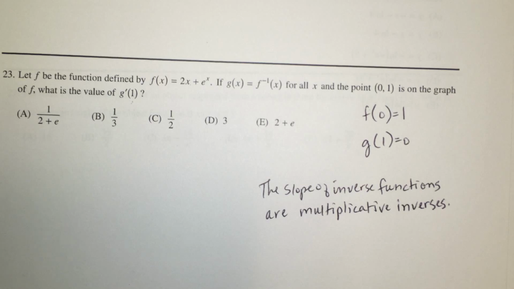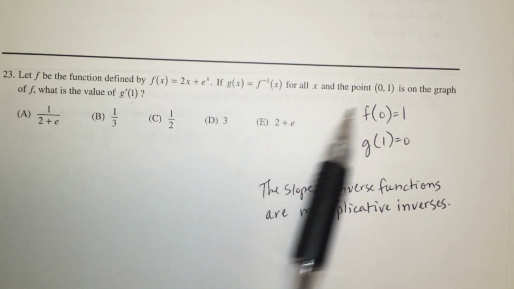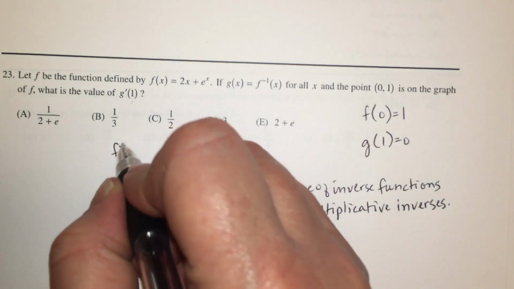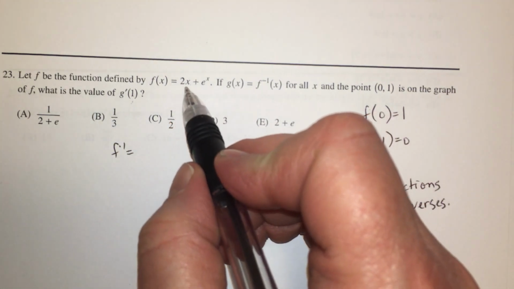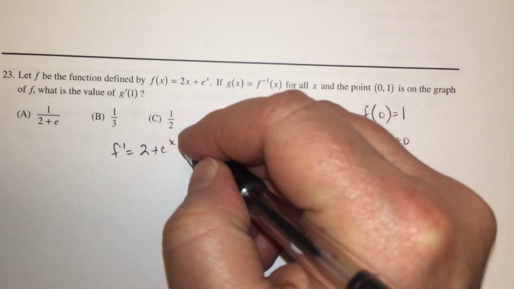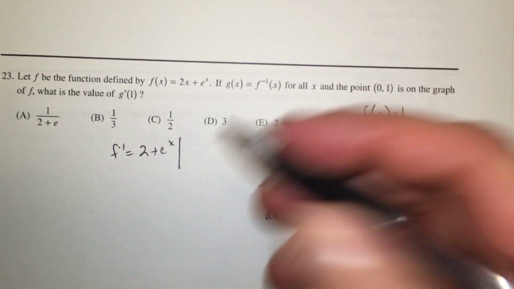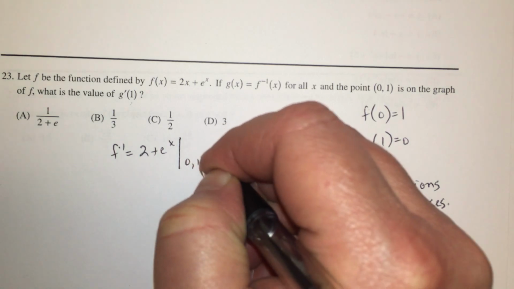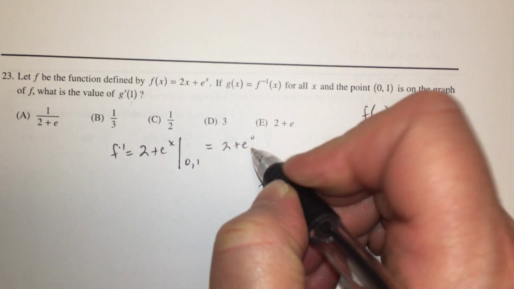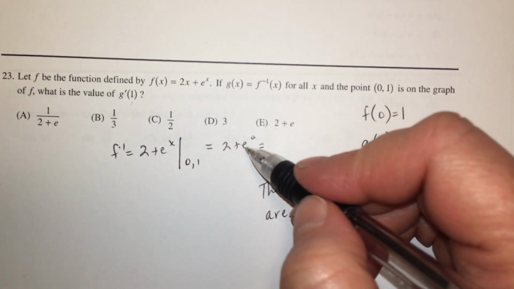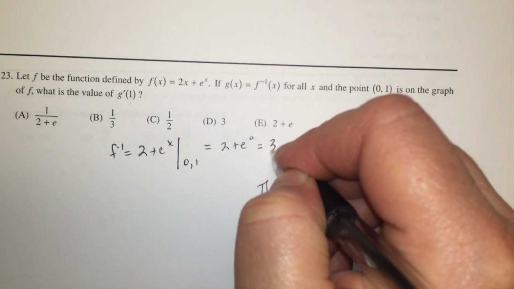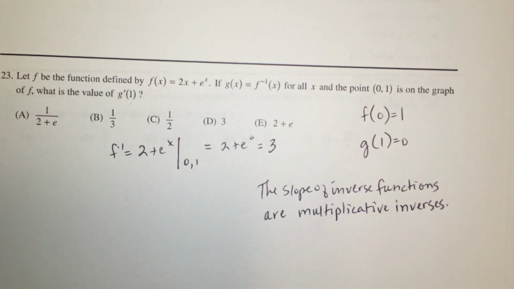So let's find the slope at this point of f of x, and to find that slope we're going to take the derivative. So the derivative of this is going to be 2 plus e to the x, and then let's evaluate that slope at this point (0, 1). So if we do that, then we're going to have 2 plus e to the 0. e to the 0 is 1 because e is a number. Any number except 0 to the 0 power is 1. So f prime is equal to 3.